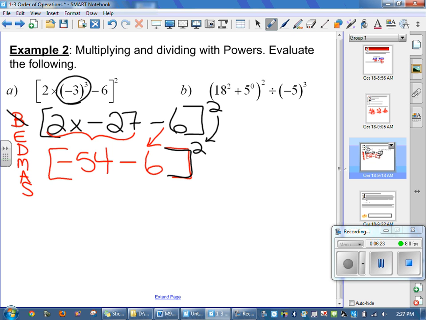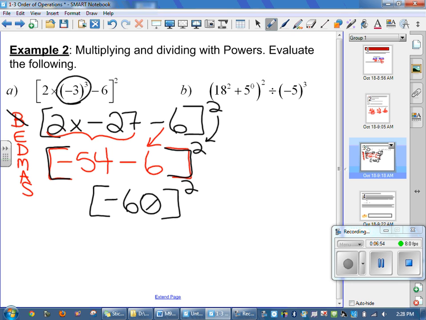Now my last step to solve inside the brackets, I'm back to the adding and subtracting. I'm just going to add and subtract left to right. So in your calculator, you're going to type in -54, subtract 6. So I'm at -54 on the number line, and I'm going left 6 more. Where do I end up? -60, good. So in my brackets now, I have -60, all now to the exponent 2.